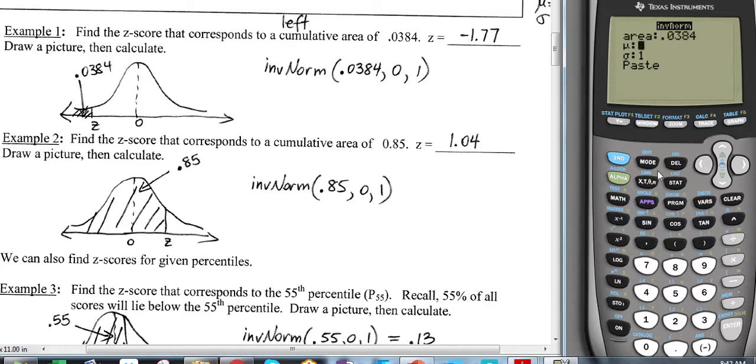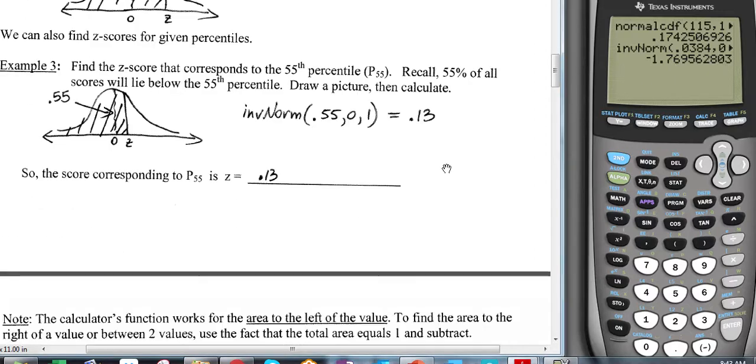Here my cumulative area is 0.0384. Because it's a z-score, it's a standard normal, so it should be a mean of 0, standard deviation of 1. We go ahead and hit enter, put it on the home screen, and to two places we would see that z-score is going to be negative 1.77.